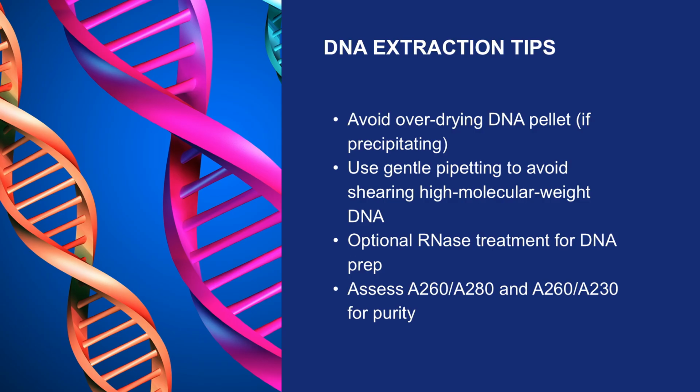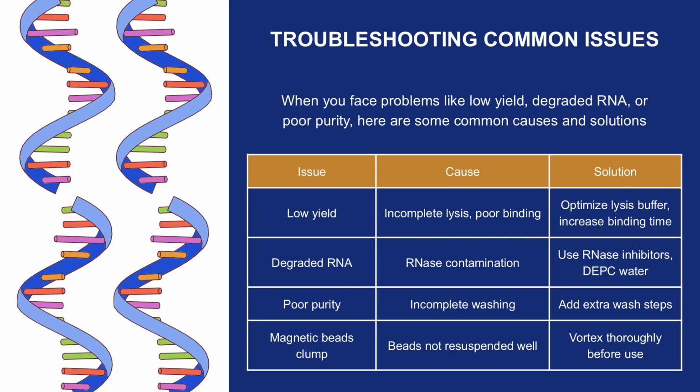But what if something goes wrong? Let's talk about troubleshooting. When you face problems like low yield, degraded RNA, or poor purity, here are some common causes and solutions. Low yield? Check your lysis efficiency and binding time.